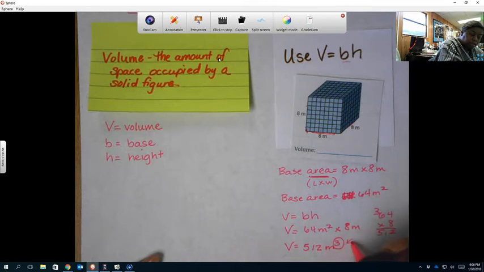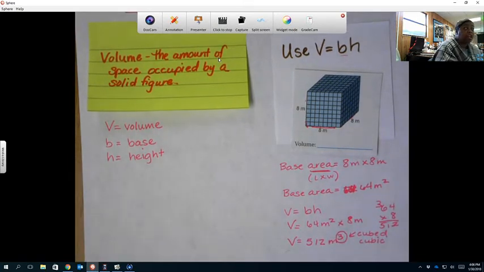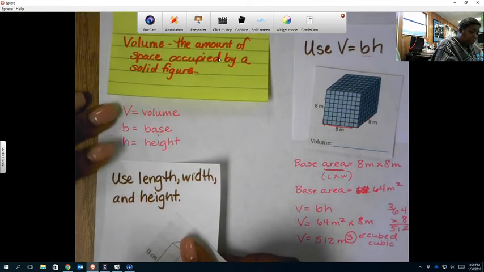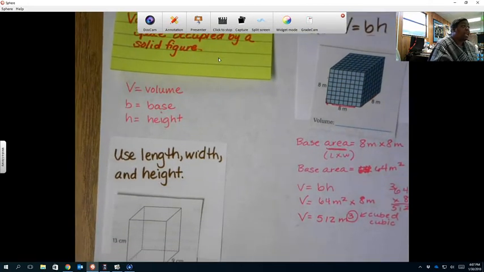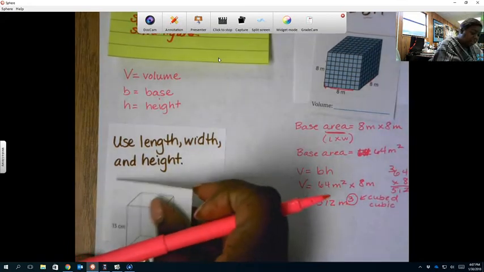Okay, we have a new symbol. This symbol stands for cubed or cubic. So we're going to be doing cubed from now on when we're talking about volume. Okay. Let's look at another example. We can use length, width, and height to find the volume.